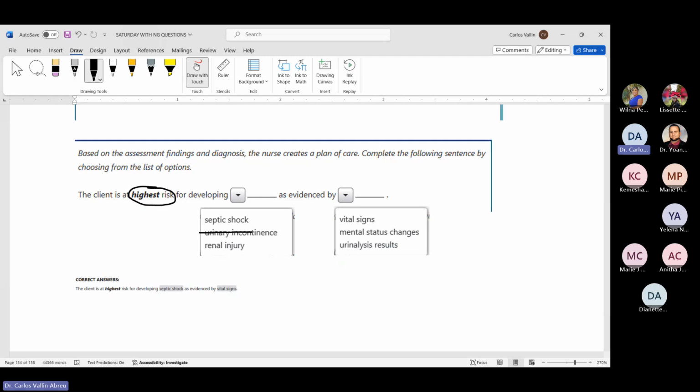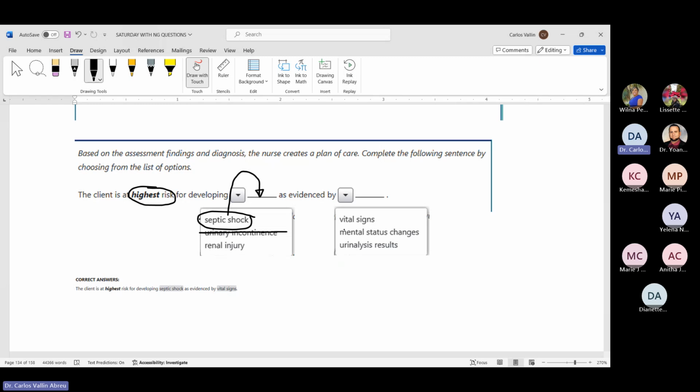This condition is not associated with urinary incontinence. You can rule that out. Renal injury, well, you can have pre-renal failure, but it is going to be secondary to septic shock. So the best option to choose here is septic shock. Even with the objection that I have to the question, the best to choose here is septic shock.